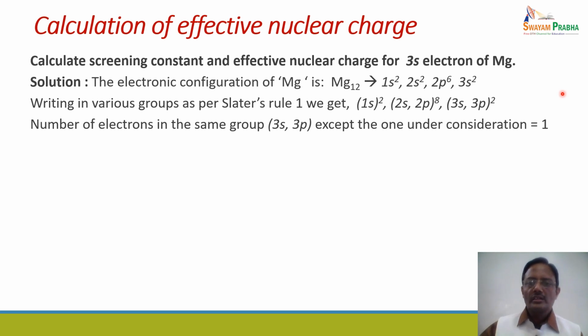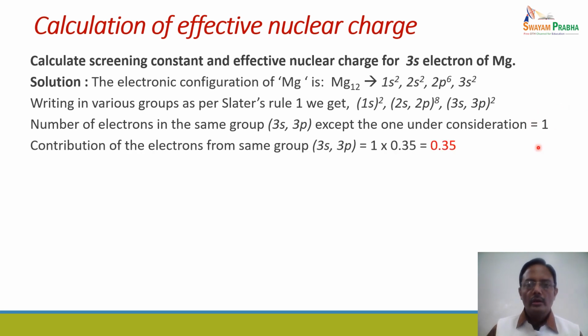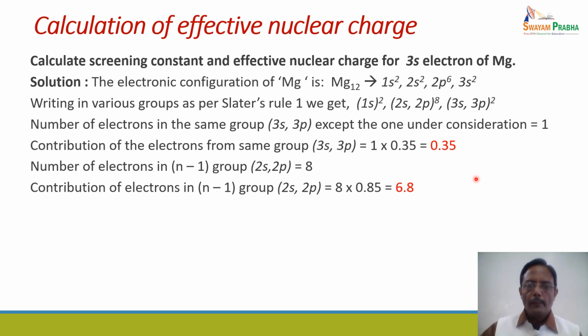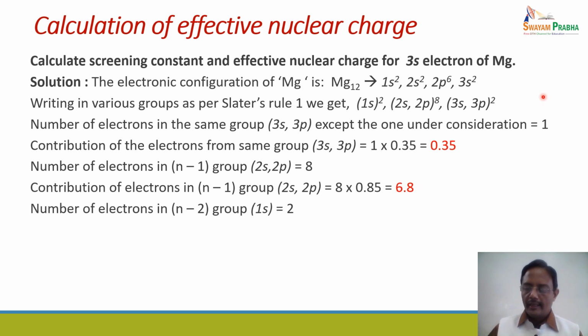So the number of electrons in the same group except the one under consideration is 1, and all the electrons in the same group contribute 0.35 each. Since there is only one electron, the contribution from the same group is 0.35. Next is the number of electrons in the n-1 group. The nth group is the third shell, so n-1 is the second shell, and in the second shell there are 8 electrons which contribute 0.85 each. So 8 into 0.85 is 6.8.